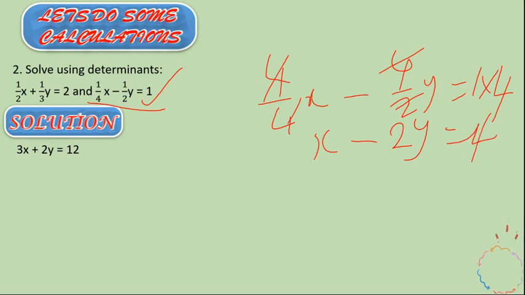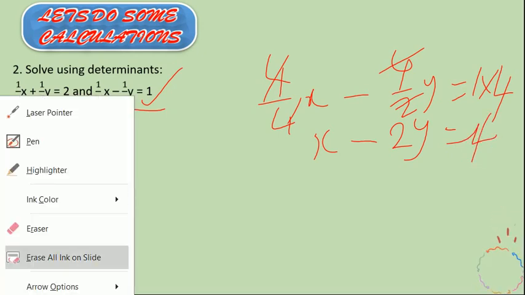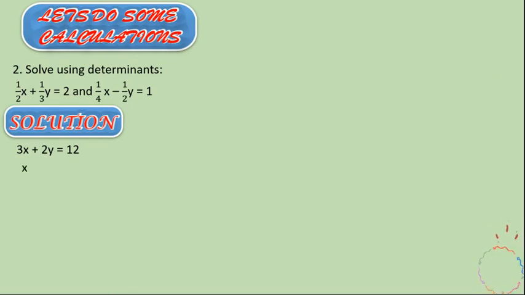So now that means the second equation, when simplified, will give us x minus 2y is equal to 4. Then we need to solve this equation now. We form the determinants, the matrix equation. So now, of course, I've shown you how to form the matrix equation.